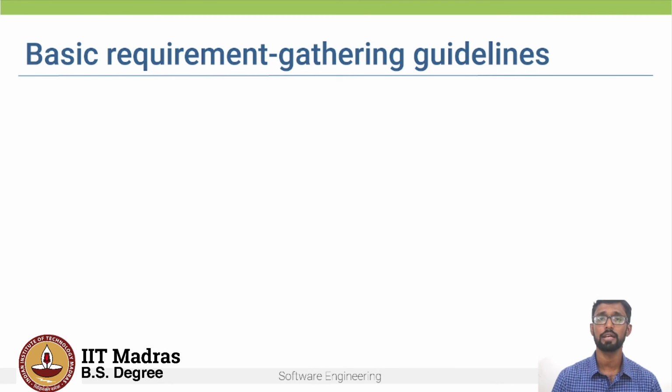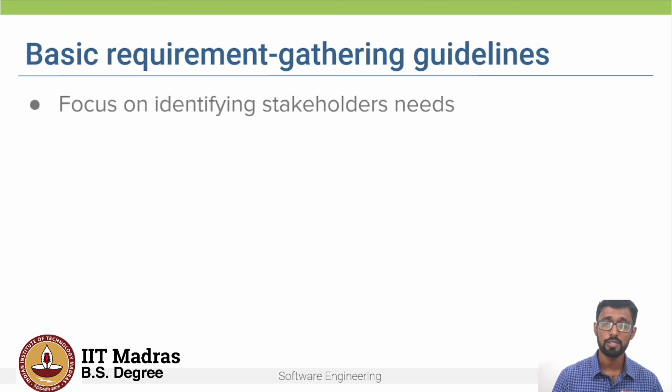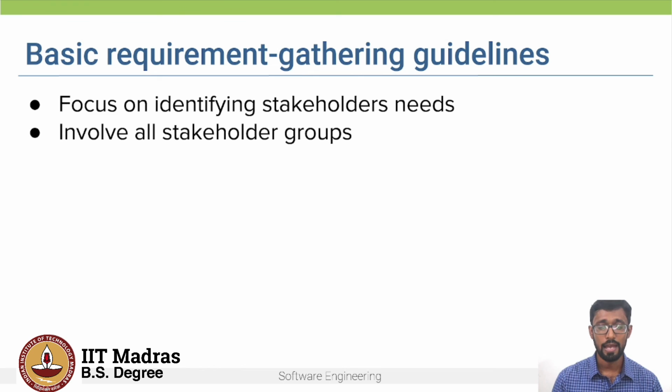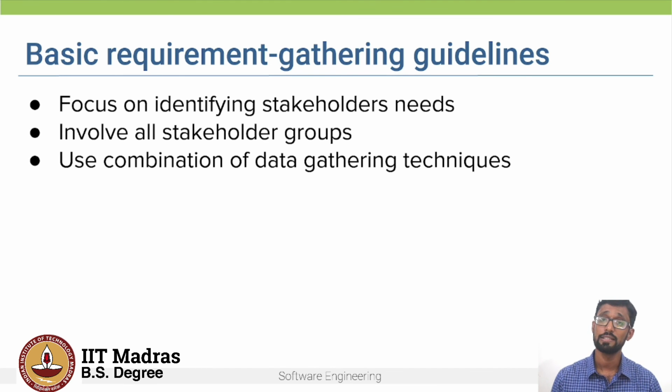So to conclude, let us look at some basic requirement gathering guidelines. First, we need to focus on identifying stakeholders' needs, and we need to involve all the stakeholder groups, the primary, secondary, as well as the tertiary users, because each of these types of users has different needs and requirements. And it is advisable to use a combination of different requirement gathering techniques, mainly because different techniques have different purposes, and we need to use them according to our needs.